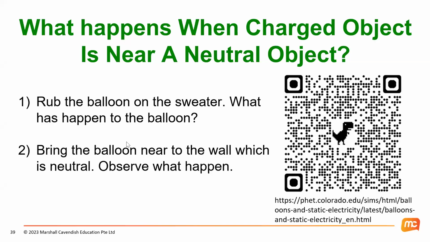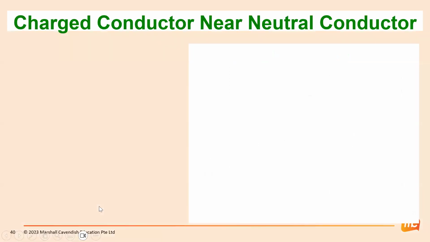Okay, let's go back to our slides. For the previous two examples, I brought a charged object near to a neutral object that is an insulator. The charges cannot move inside the insulator, and cannot move out of the insulator. We have another example. What happens when you have a charged object near to a neutral conductor? In this case, it's slightly different because the charges can move out of the conductor.